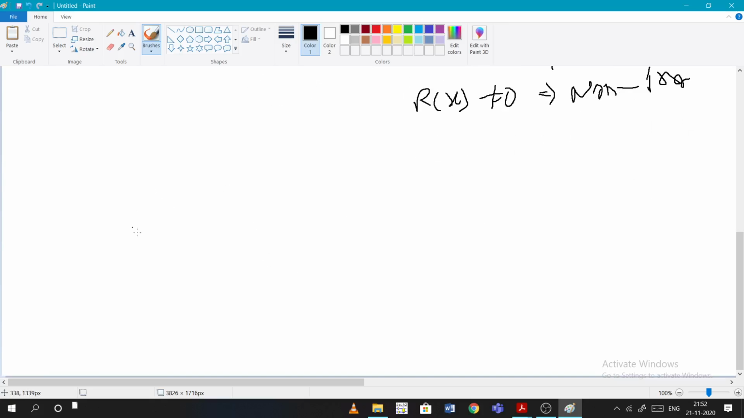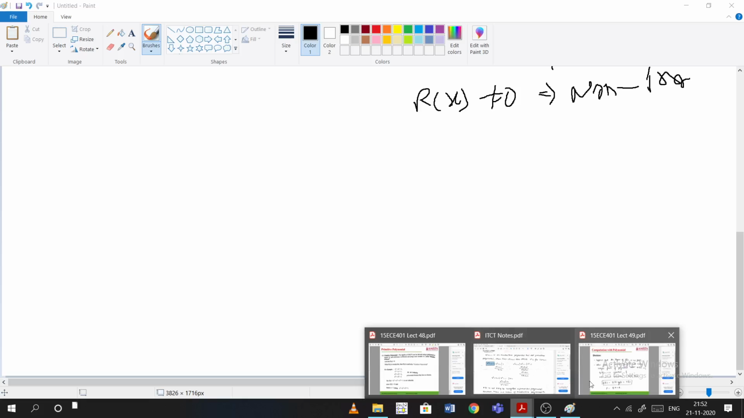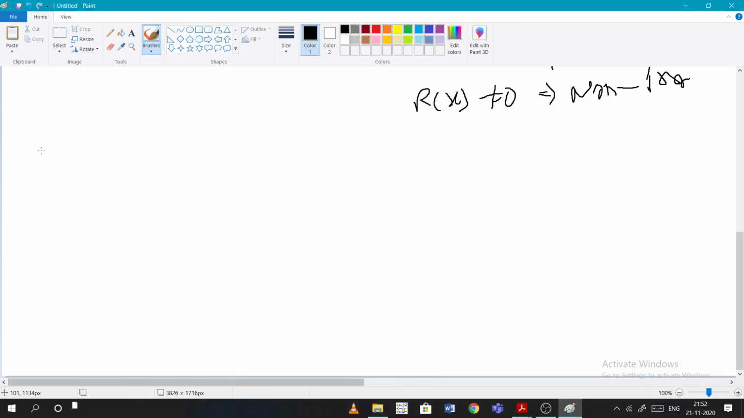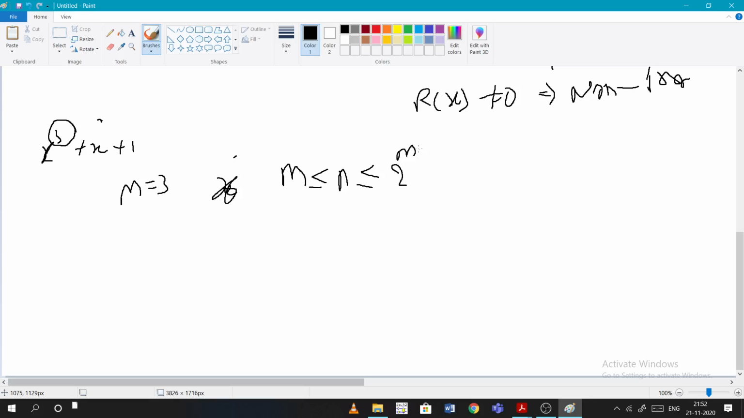So coming to primitive, how to say the primitive. For example, the given question is x power 3 plus x plus 1. For this the m value is 3, right? So m is equal to 3. You need to take n from m up to less than or equal to 2 power m minus 1.